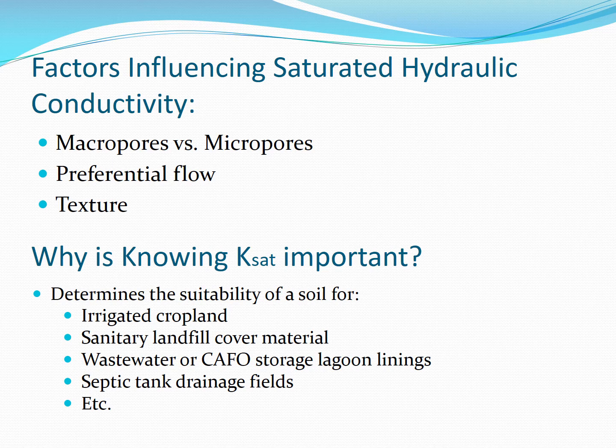Texture will have a huge influence on saturated hydraulic conductivity because texture influences the amount of macro versus micropores. So why do we care about understanding how fast or how far per unit time water can move through soil, aka saturated hydraulic conductivity? Well, it essentially determines the suitability of a soil for irrigated cropland, sanitary landfill cover material, wastewater or CAFO storage lagoon linings, septic tank drainage fields, and a variety of other management principles. It all comes down to how fast water can move through soil.